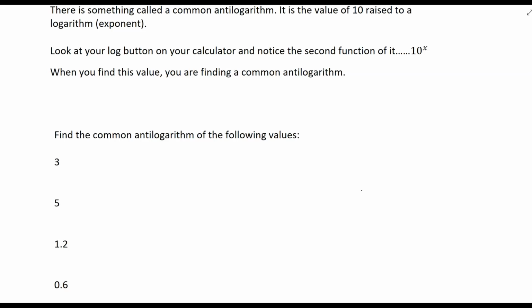Now, there is something called a common anti-logarithm. And this is the value of 10 raised to a logarithm. So take a look at that log button on your calculator, and you'll notice that the second function of the log button says 10 to the x. When you raise 10 to a power, you are actually finding a common anti-logarithm. It's common because it's base 10, and it's an anti-logarithm because you're raising 10 to an exponent.